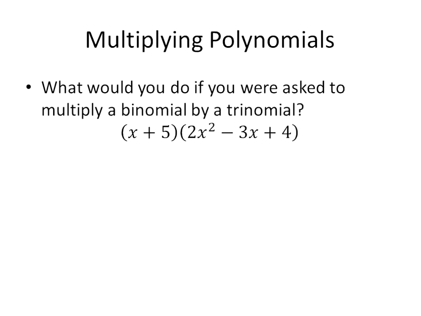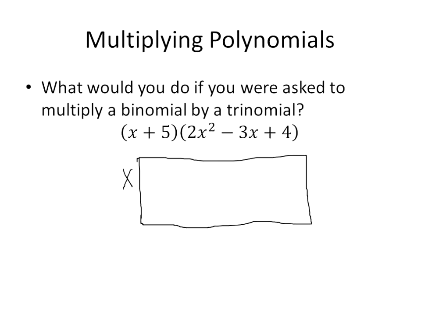Alright, so let's just make sure we have the generic rectangle the right way. Most of you are getting the multiplication and stuff in there. So I'm going to draw a little bit longer one this time. On one side, I'm going to have the x plus 5. Since it's a binomial, I need 2 parts, right? Because there are 2 terms in the problem.